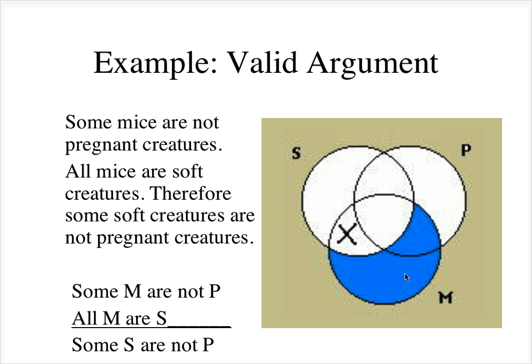So we never, ever, ever diagram the conclusion. Okay? You only diagram the premises, and then you look to see if the conclusion is already diagrammed. So the conclusion is some S are not P. So is there an X in an area that's in S but is not in P? Sure, right here. It's in S, but it's not in P. So this argument is valid, and we can tell just by looking at this X right here.